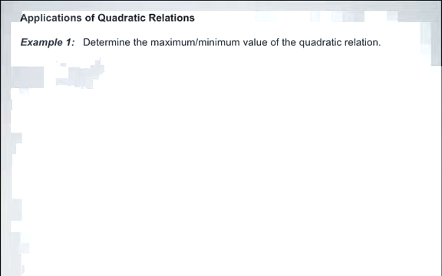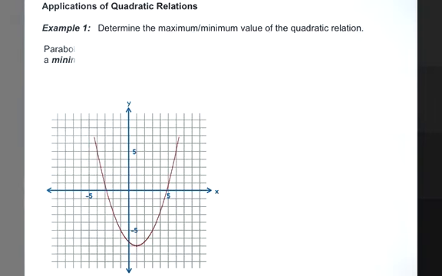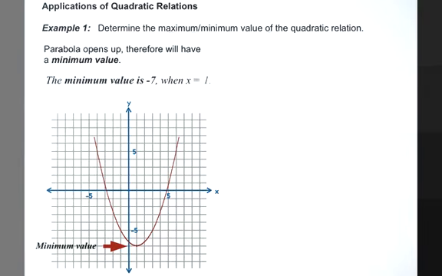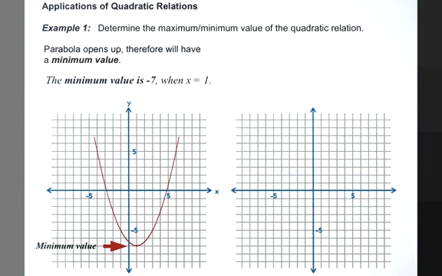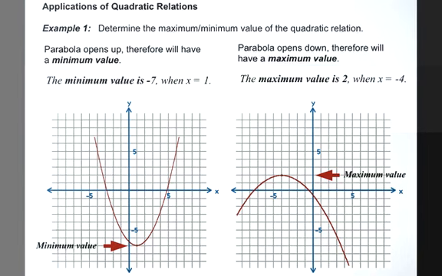Here's an example. We'll determine the maximum or minimum value for the quadratic relation. Here's the parabola. The parabola opens up, therefore it will have a minimum value. It's located here. The minimum value is -7 when x is equal to 1. This parabola opens down, therefore it will have a maximum value. The maximum value is located here. The maximum value is 2 when x is equal to -4.